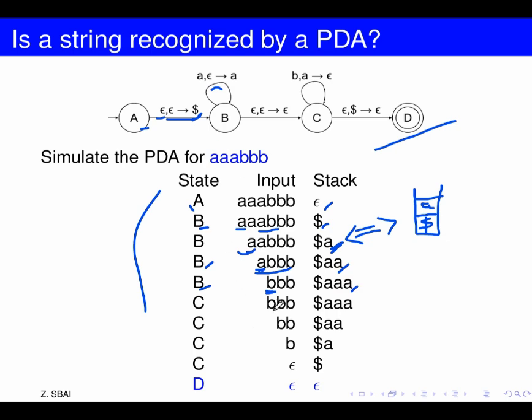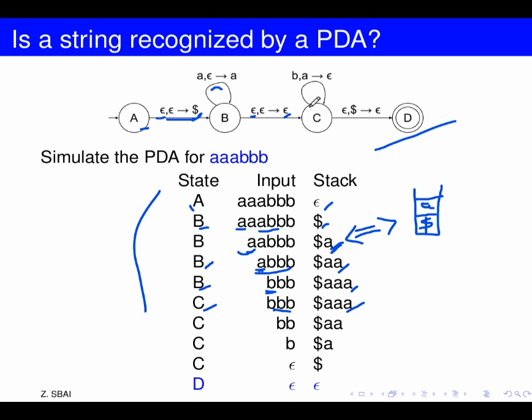Now, since we have a B here, we cannot fire again this transition, so we'll move from B to C. We will record here the next state C. The input will not be changed. We will not read any symbol of the input, and also the stack will be the same. We will not pop and neither push any symbol to the stack.